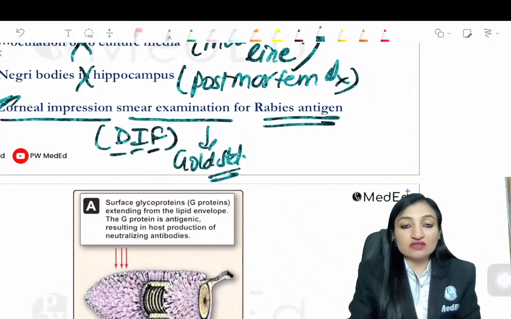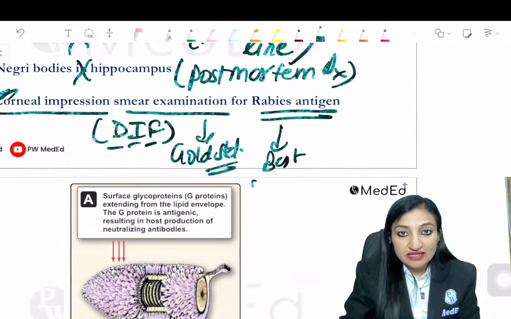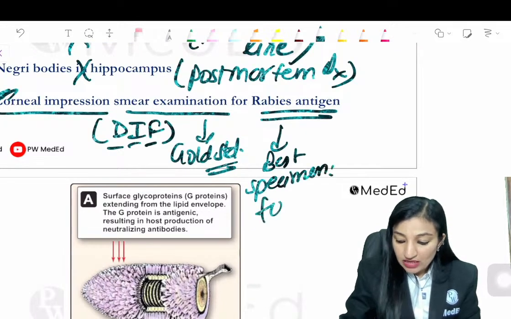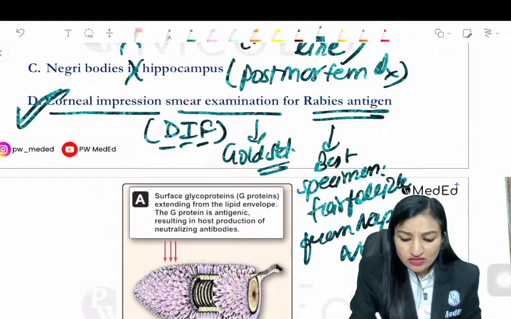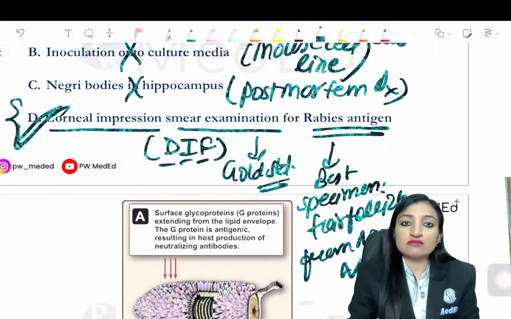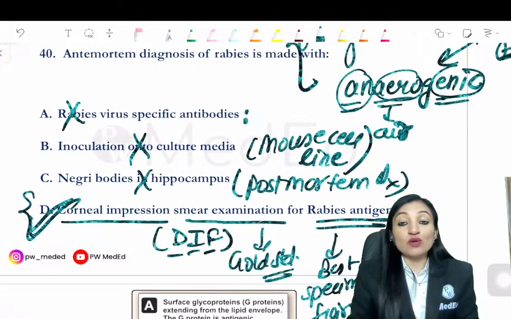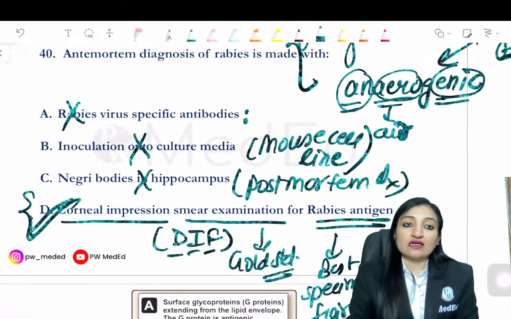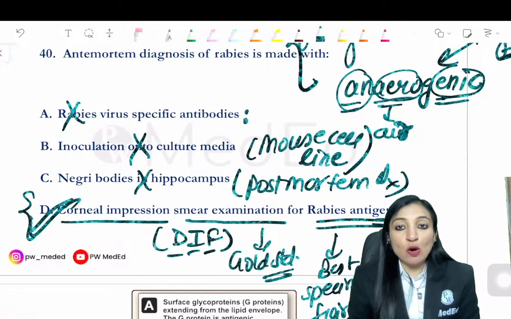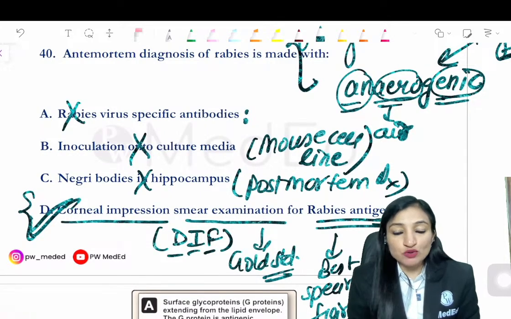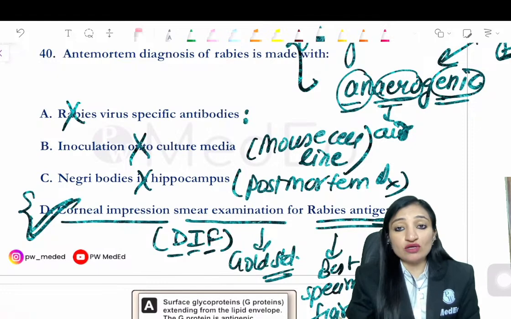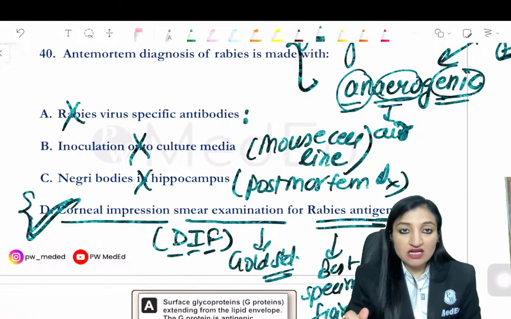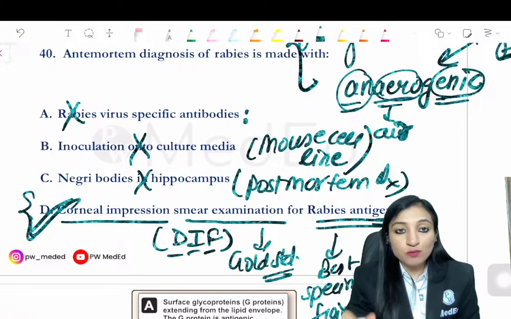Actually, the most sensitive, the best specimen for this antigen detection is hair follicle from the nape of the neck. If that is not available for some reason, even corneal impression smear can be taken. So guys, in MCQs you have to do a relative comparison of the options given to you. Let's say we had one more option where they said rabies antigen detection in hair follicle from nape of the neck, then that would have been the answer. Now amongst all these four options, if you compare, the best option is option D.